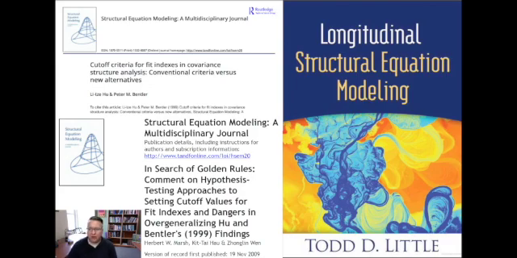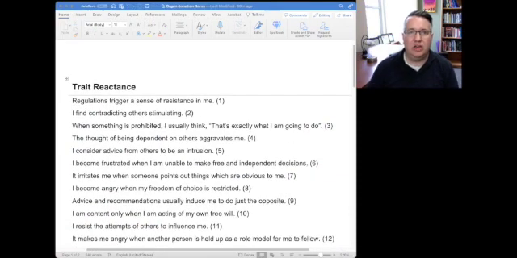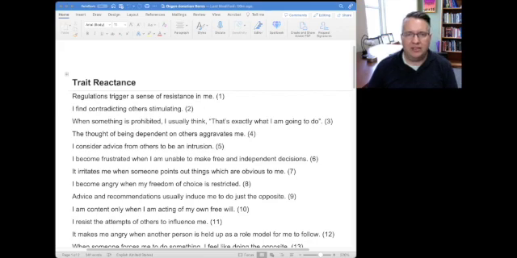So I want to start with four variables, and none of the variables have an incredibly large number of items, and we'll look at them and see how they do. So the first is a trait reactance variable that comes from psychological reactance literature, and this is measuring people's general inclination to experience psychological reactance or not.